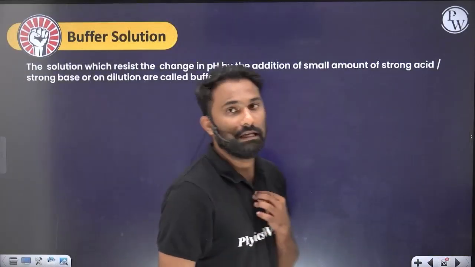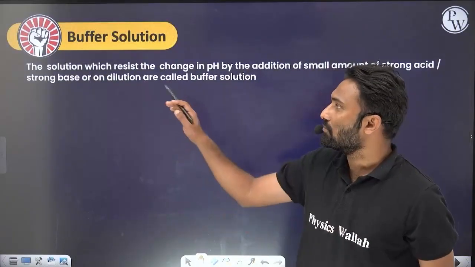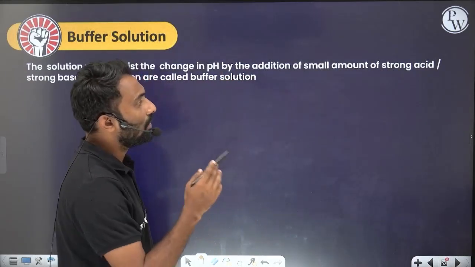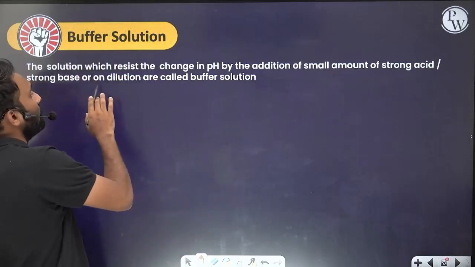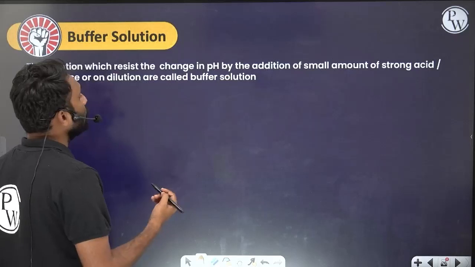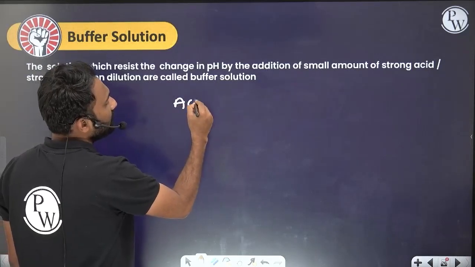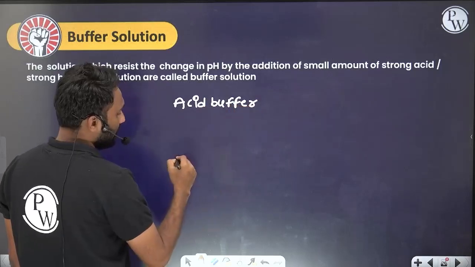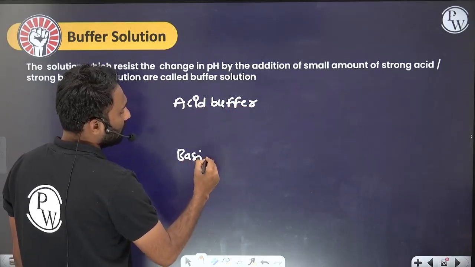Buffer solution. A buffer solution is a solution which resists the change in pH by the addition of a small amount of strong acid, strong base, or on dilution. In this we have two types of buffer. One is the acidic buffer, and the next is the basic buffer.